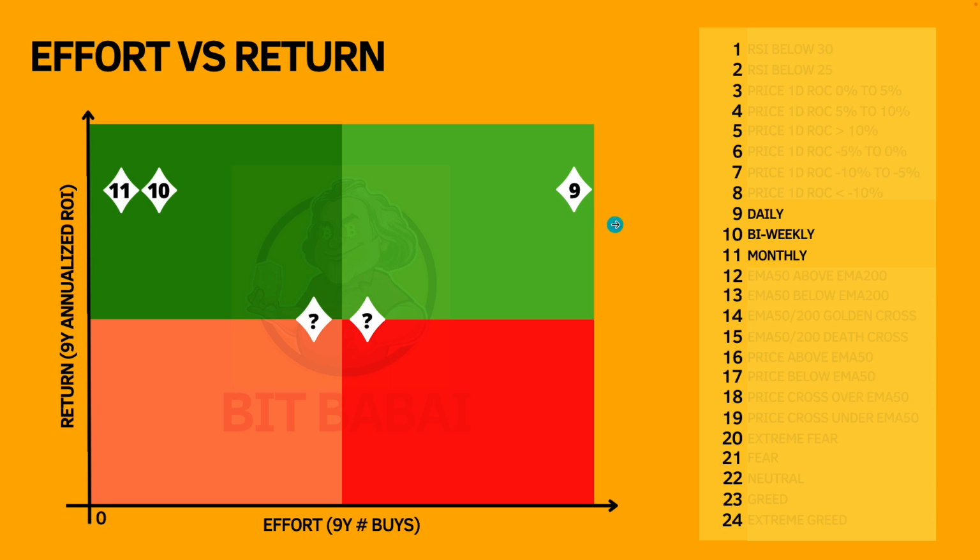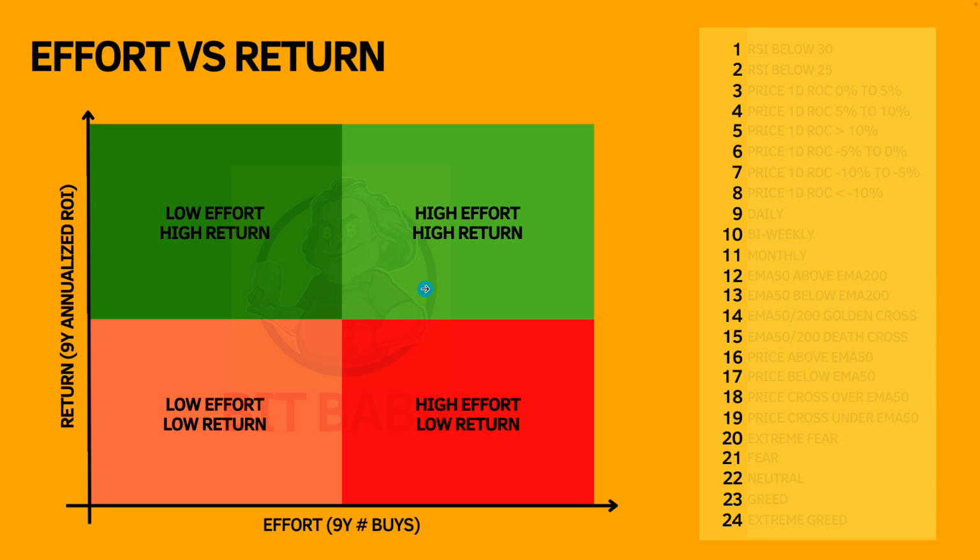For starters, we are aiming to find strategies that are most profitable with least effort, right? I'm going to plot them in this matrix. There is low effort, high return; high effort, high return; low effort, low return; and high effort, low return. We are aiming for this quadrant, which is low effort and high return. And then we are comparing 24 strategies. Okay, let's get started.